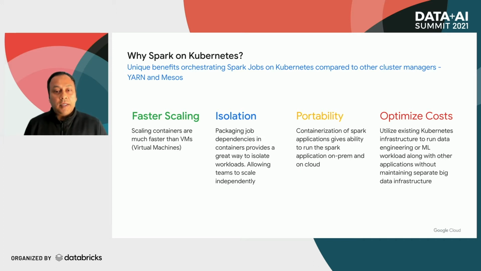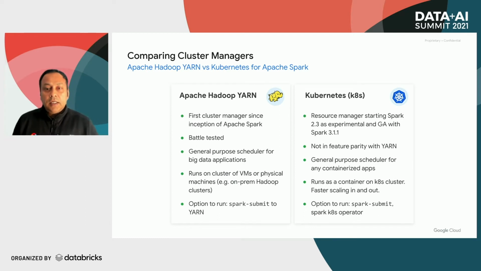Third, portability. Containerization of a Spark application will give you the ability to run the Spark application on cloud as well as on-prem. Last but not the least, cost optimization. You can utilize your existing Kubernetes infrastructure to run Spark alongside other applications without maintaining separate big data infrastructure like Hadoop clusters. Out of all cluster managers, Yarn is the most popular cluster manager for Spark.